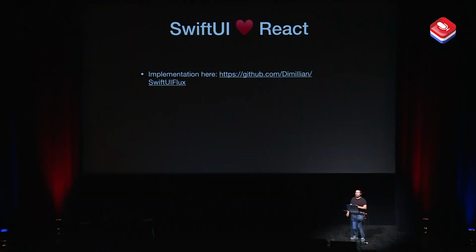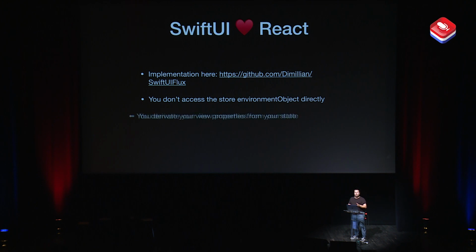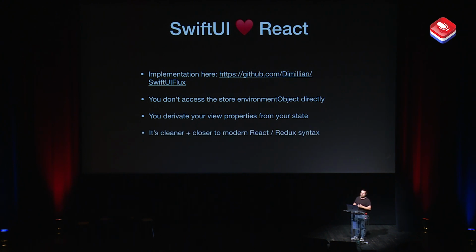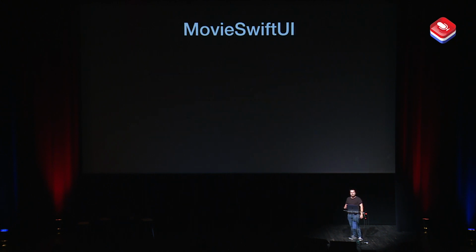So this is good, but it is not really what the modern Redux syntax looks like in a React application, for example, if some of you are familiar with web development. So I've made an open source library called SwiftUIRedux, and the goal of it is to make it cleaner. You will not access the store variable directly, and you will be forced to derive your view properties from your store into local view properties. The goal is to make it cleaner and closer to a modern React and Redux syntax.